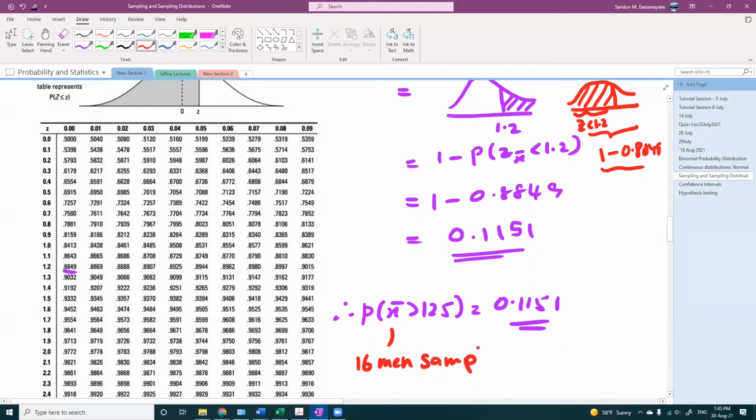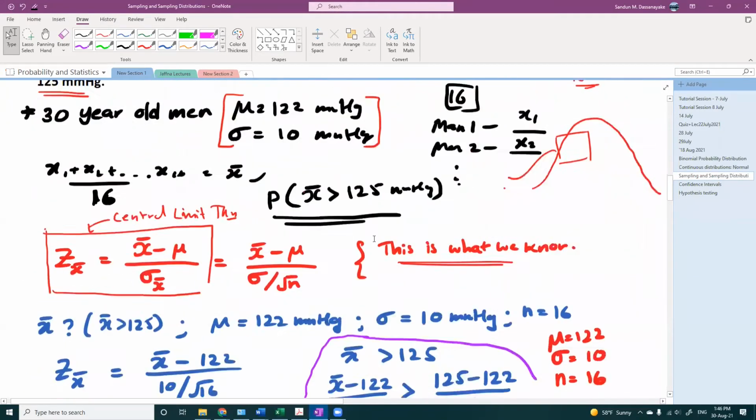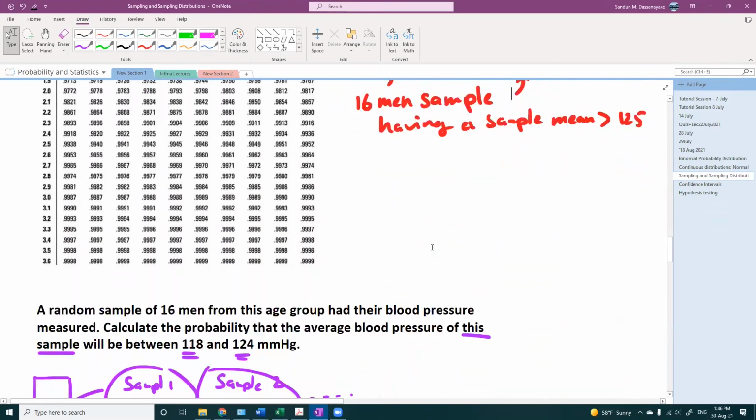Therefore, the probability of your sample of 16 men having a sample mean greater than 125 is 0.1151. So this is the way you actually find how a sample mean can be a value greater than or less than a given value. This is a very simple step.